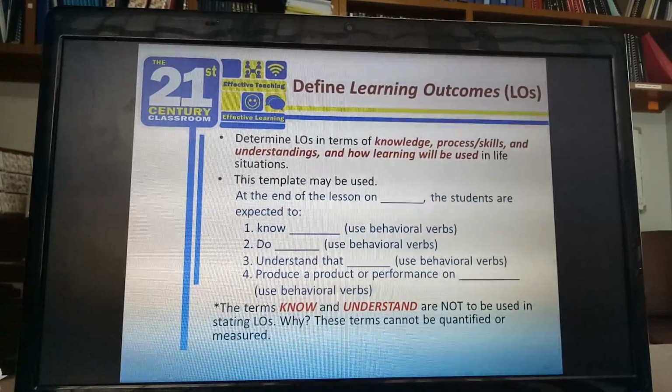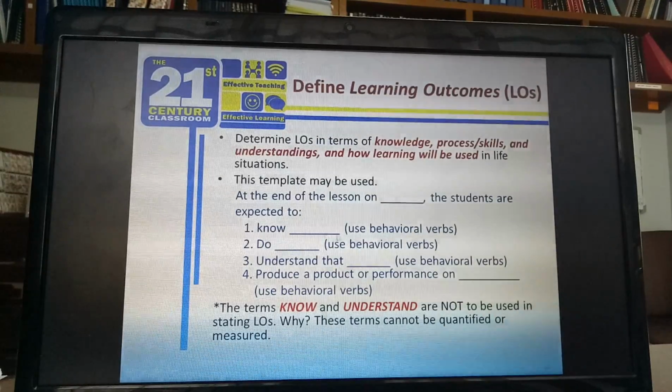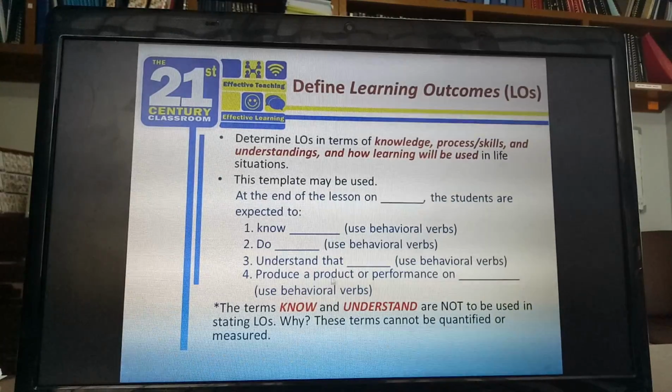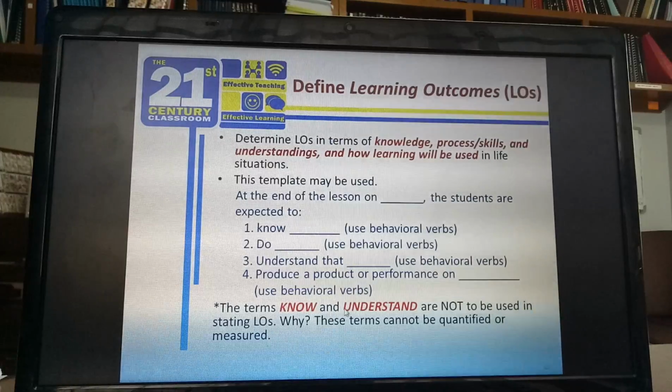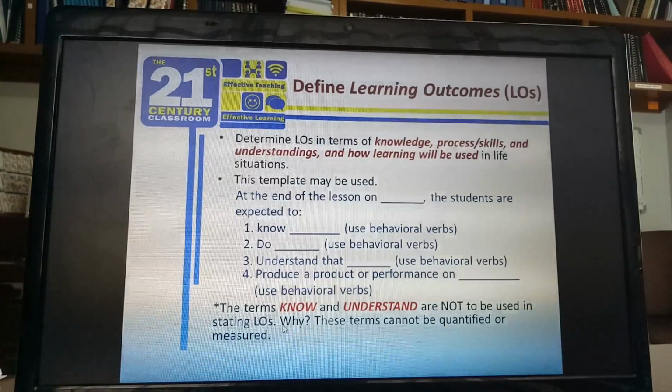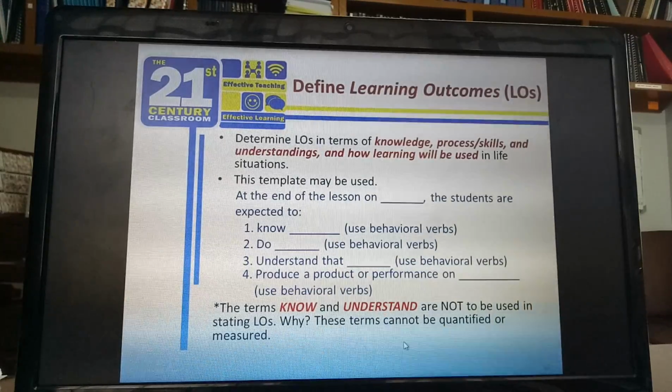and then the students are expected to know, then look for a behavioral term, use behavioral verbs, do, understand that, and produce a product or performance on. The terms know and understand, we all know, are not to be used in stating learning outcomes, much more in stating objectives. Why? These terms cannot be quantified or measured.